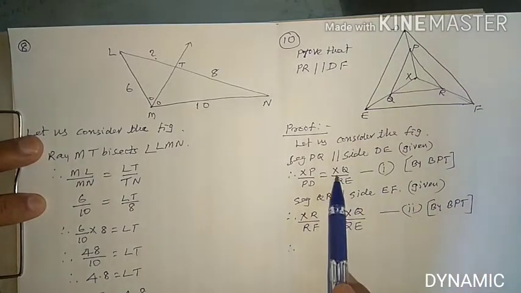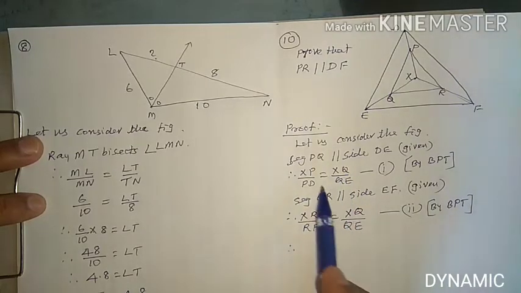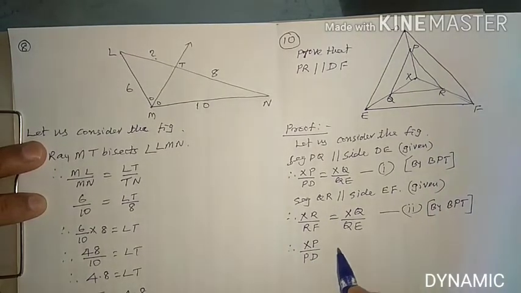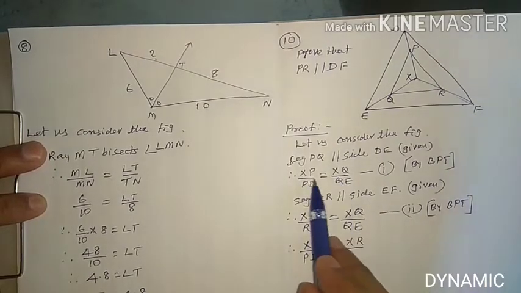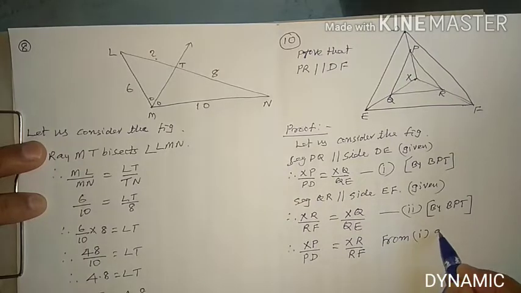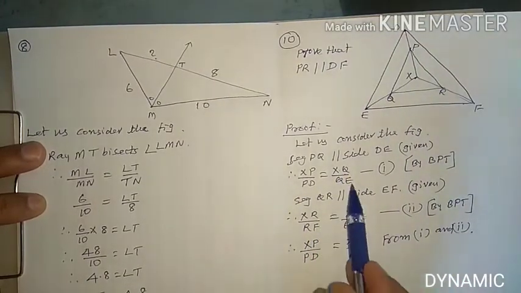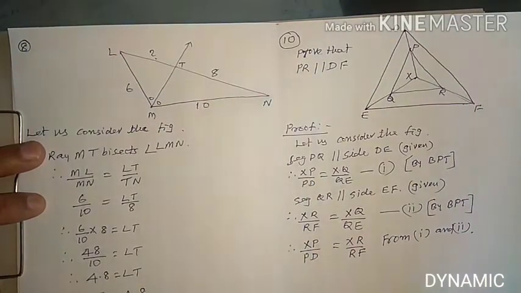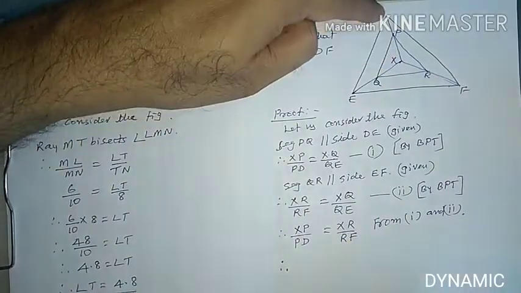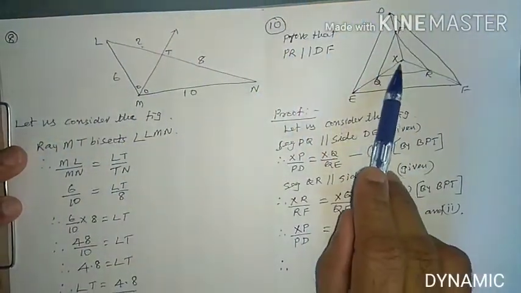Therefore now see from first and second, right hand side is XQ upon QE. Here also XQ upon QE, both are one and the same, and that is equal to XP upon PD, which is equal to XR upon RF. This is from first result and second result. So these things are equal. Therefore, what are you getting? XP upon PD equal to XR upon RF. That is here, XP upon PD equal to XR upon RF.